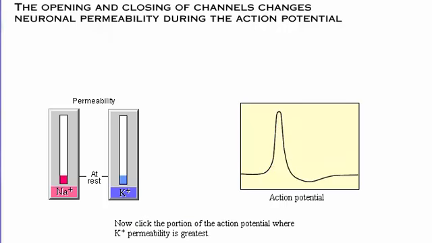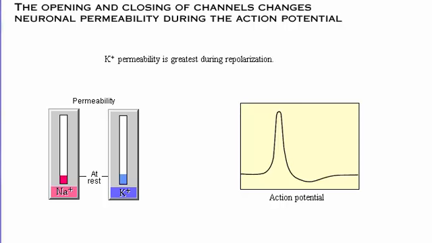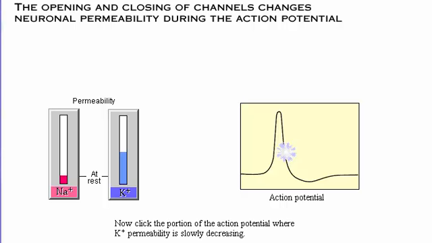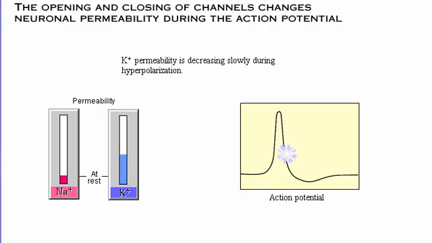Now click the portion of the action potential where potassium permeability is greatest. Yes, potassium permeability is greatest during repolarization. Now click the portion of the action potential where potassium permeability is slowly decreasing. Yes, potassium permeability is decreasing slowly during hyperpolarization.